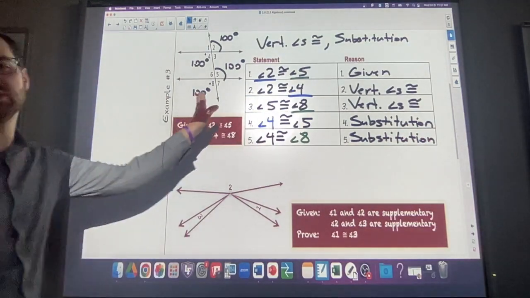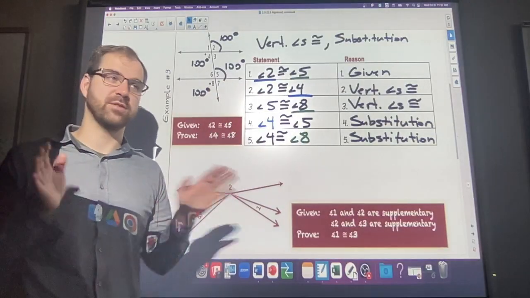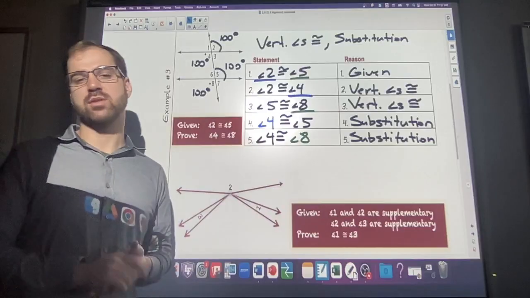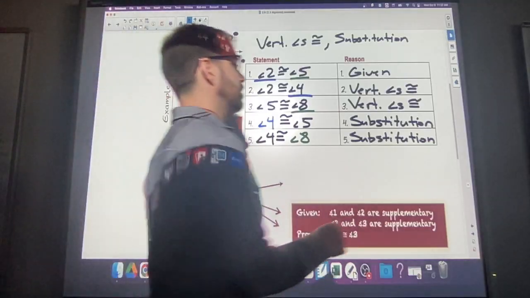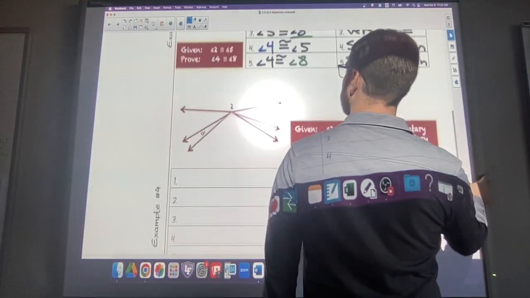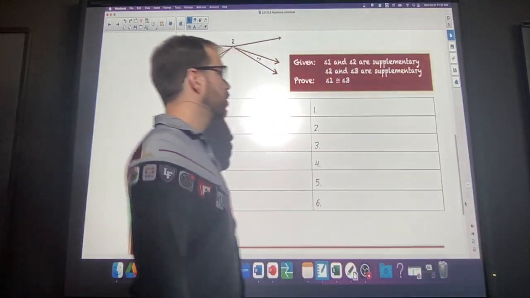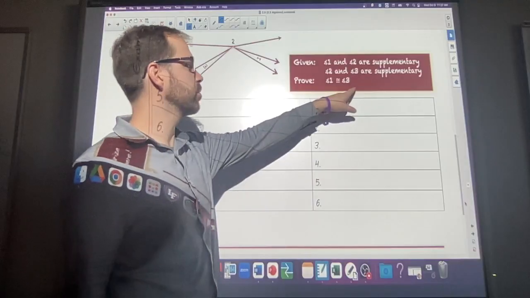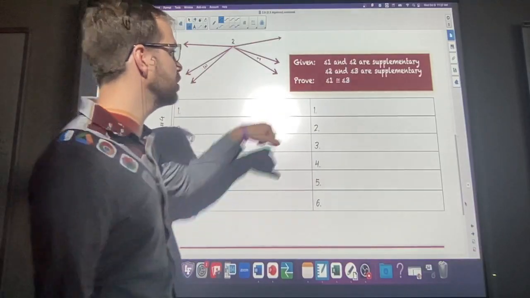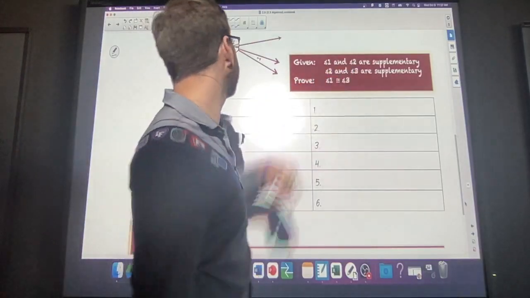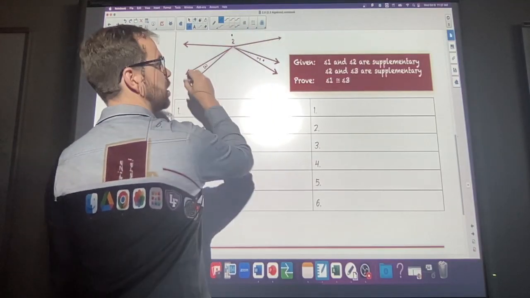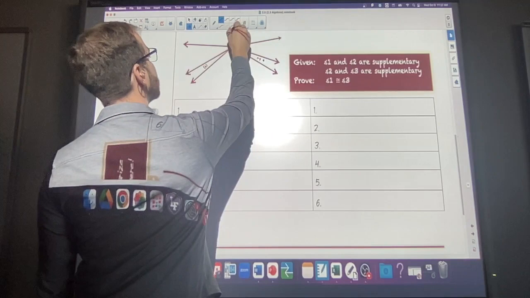So this is the most common type of proof with vertical angles, at least for the lesson we're doing. But there will be some different ones in the future, like this next one. We now are trying to prove that 1 and 3 are congruent, but we're told that 1 and 2 are supplementary, and 2 and 3 are supplementary.